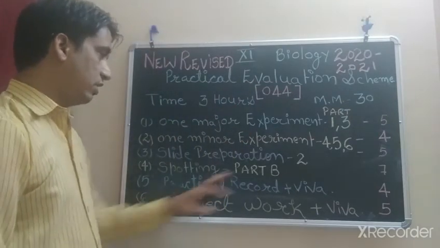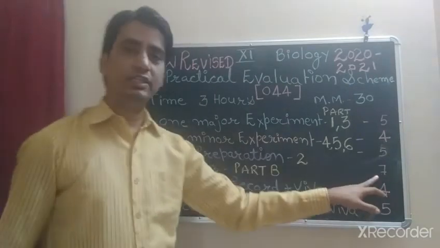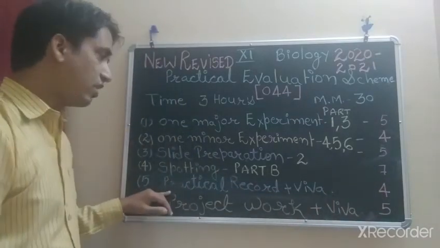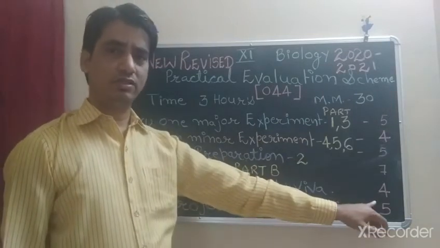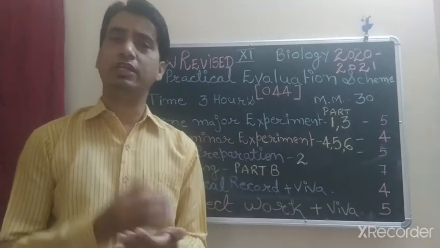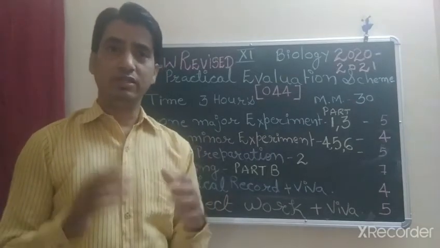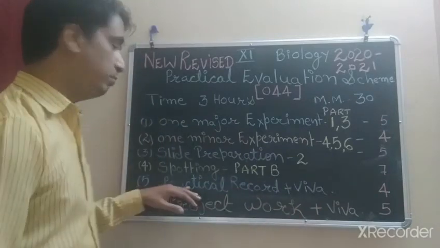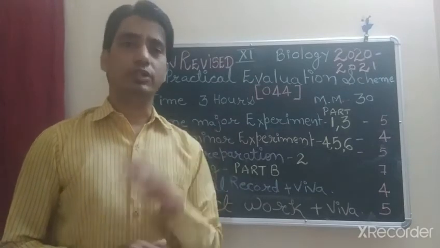Then the spotting part is of 7 marks. Then practical record and Viva is for 4 marks, in which the practical record that students are maintaining throughout the year. So 4 marks along with the Viva are allotted for maintaining a neat and clean practical file or practical record.